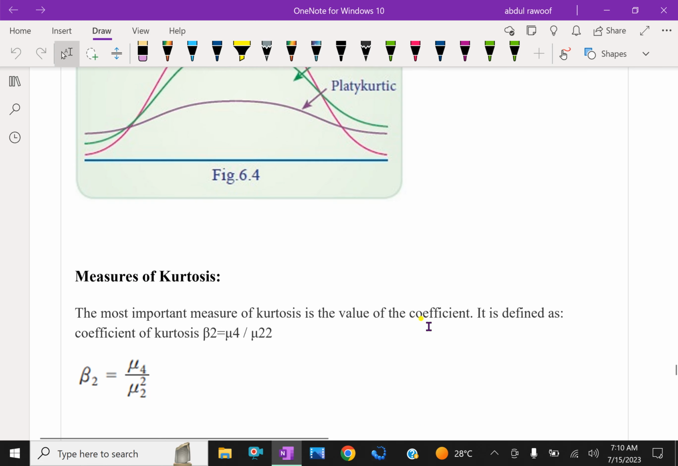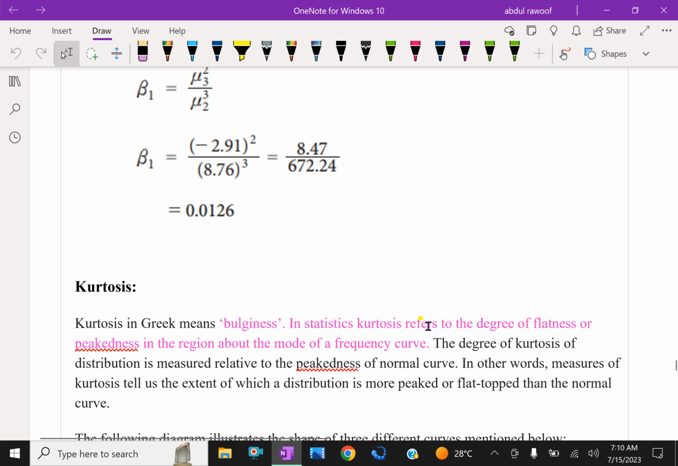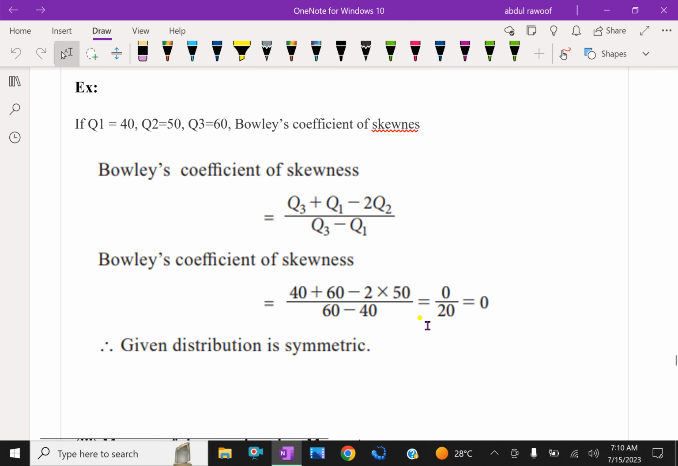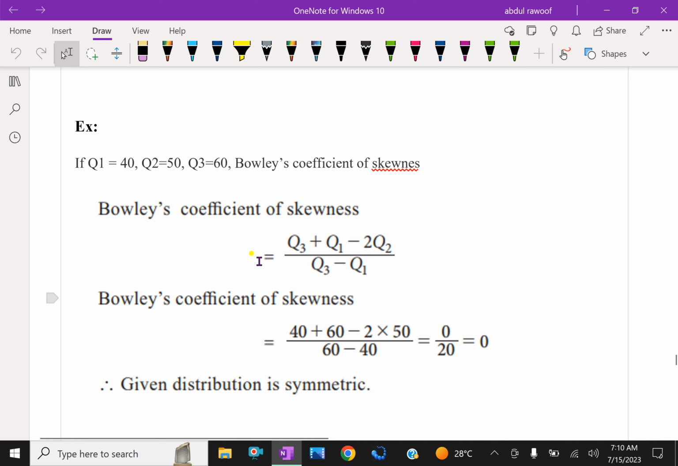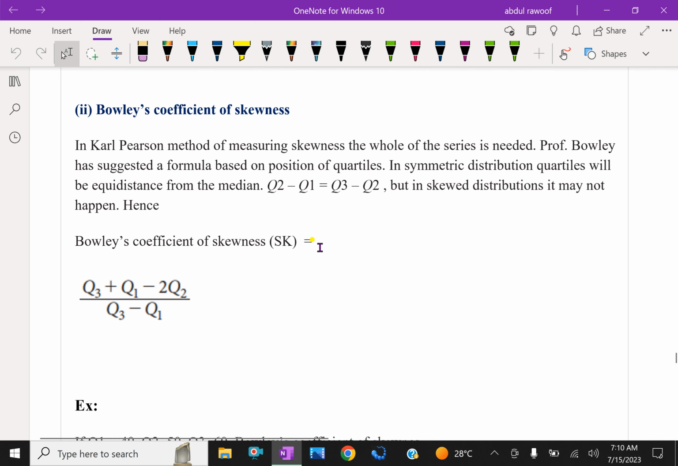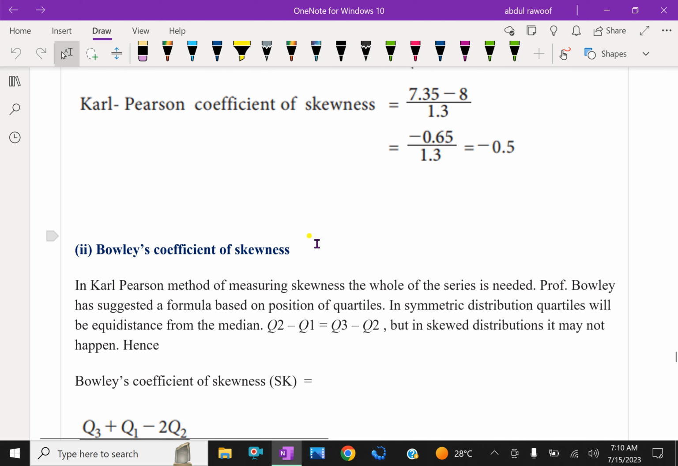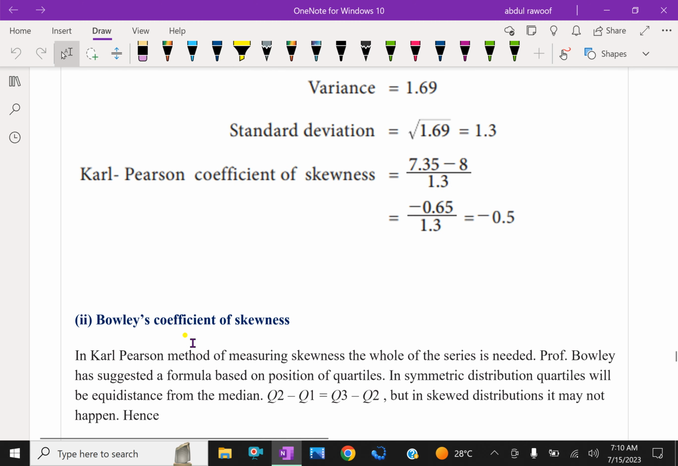So far, we have done kurtosis as well as the measure of skewness based on moments, as well as the comparison of the coefficient of kurtosis, skewness, and Bowley's coefficient of skewness.